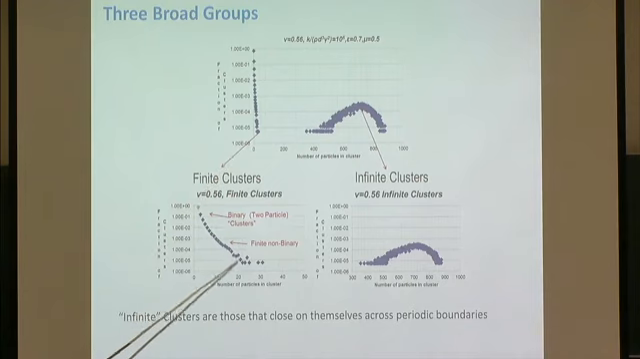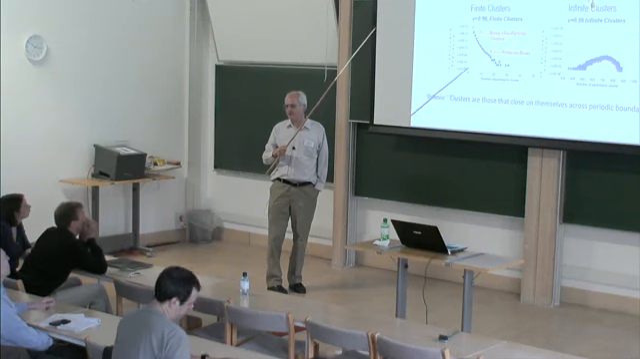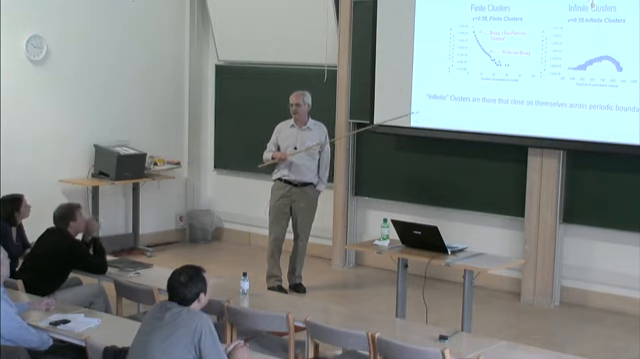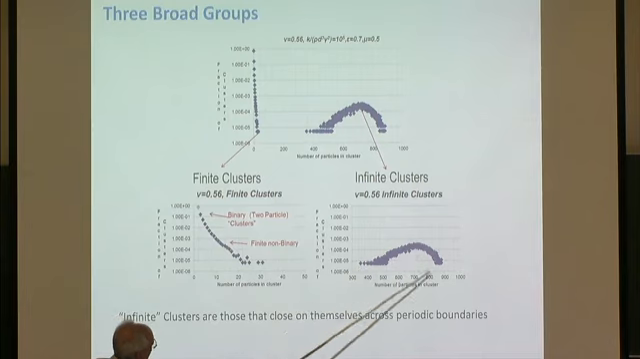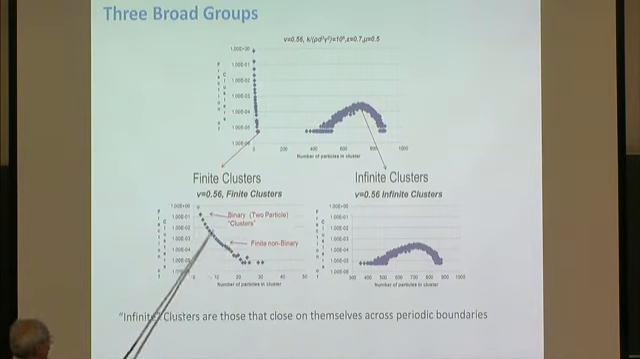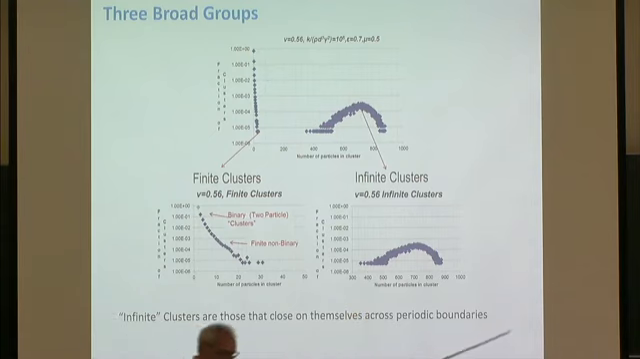You have a large number of what I call finite clusters. And then you have clusters that close on themselves across the periodic boundaries. And that means they're effectively infinite. And those are all the ones involving large numbers of particles out here. So the finite ones typically involve at most 30 particles on this scale, and here we have maybe 900 of them. And by the way, in this particular system, there are only 1,000 particles.